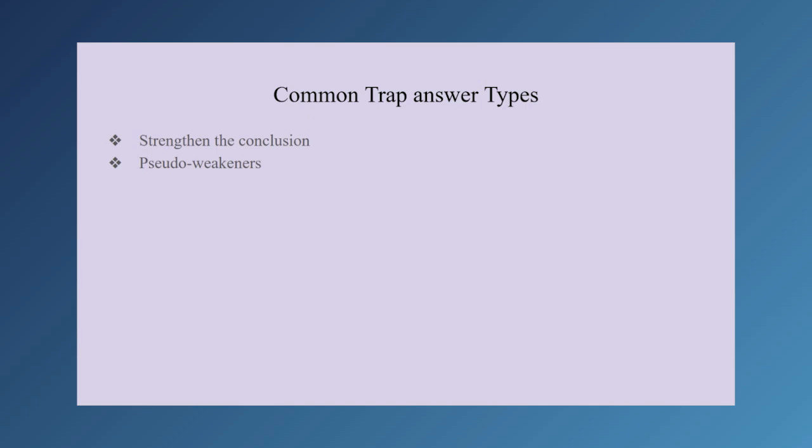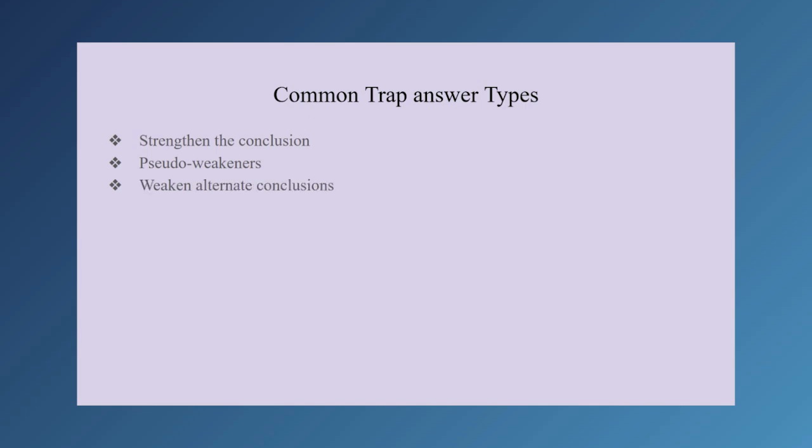Pseudo-weakeners, answers that appear to weaken the argument, but actually don't. These will introduce info that might seem relevant, but is ultimately irrelevant or neutral. If the argument said that daily meditation reduces anxiety levels, then a trap like this might say that some people meditate in groups and some people prefer to meditate alone. It doesn't really help us either way.